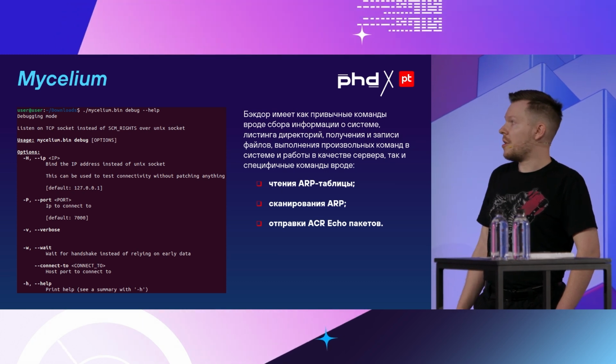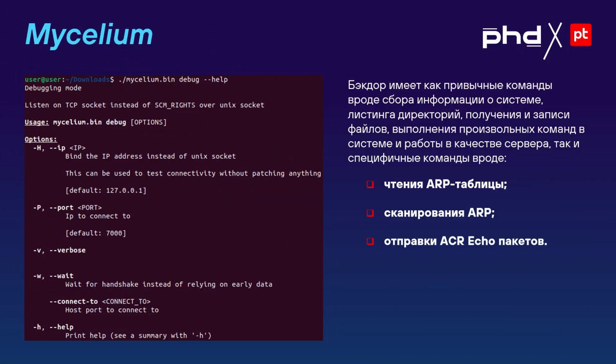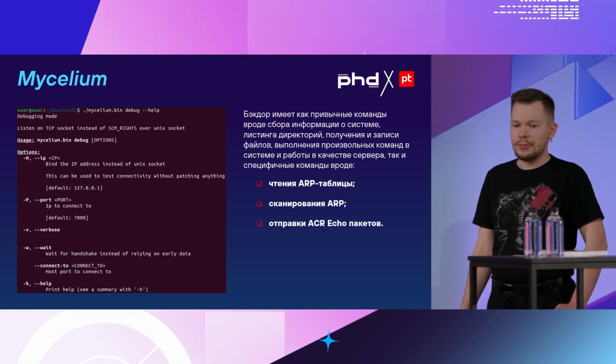On this slide, you can see more detailed information about how this backdoor can be set up. The backdoor has a lot of commands, including quite standard commands, such as gathering information in the system, listing the directories, file reception, file recording, random commands. It works as a server. Also, it has quite specific commands, such as obtaining ARP tables, scanning ARP, and sending ARP echo packages, which may prove that this backdoor is more aimed at intelligence in the network exploration.